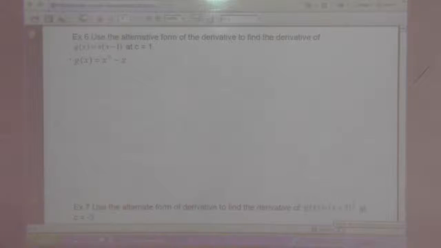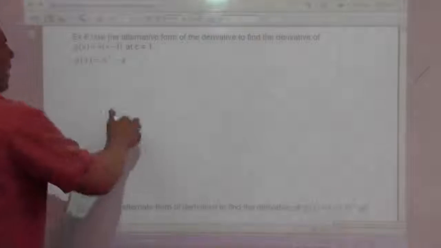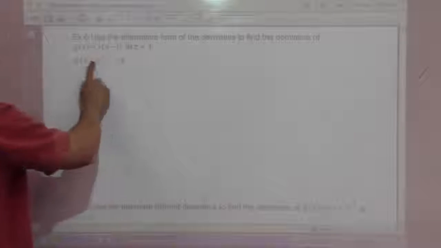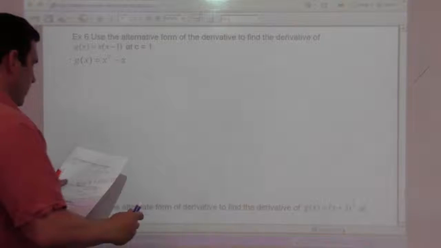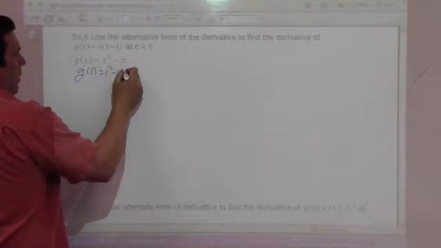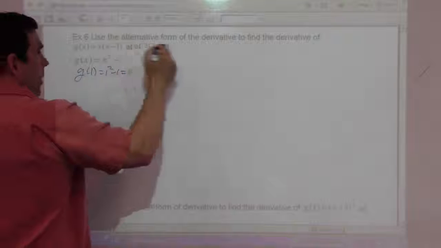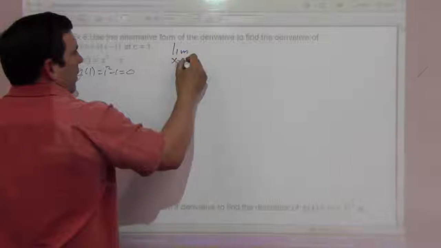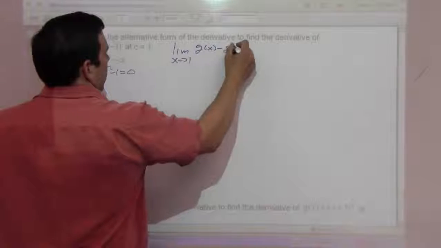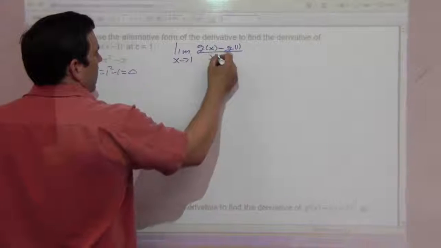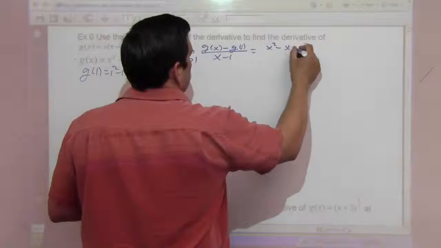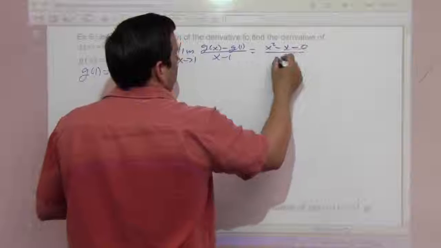Example 6, use the alternate form of the derivative to find the derivative of g of x equals x times x minus 1 at c equals 1. So g of x is just x squared minus x. Now what is g of 1 going to be? That's 1 squared minus 1, which is 0. So we look at the limit as x approaches 1 of g of x minus g of 1 over x minus 1. That's going to be x squared minus x minus 0 over x minus 1.